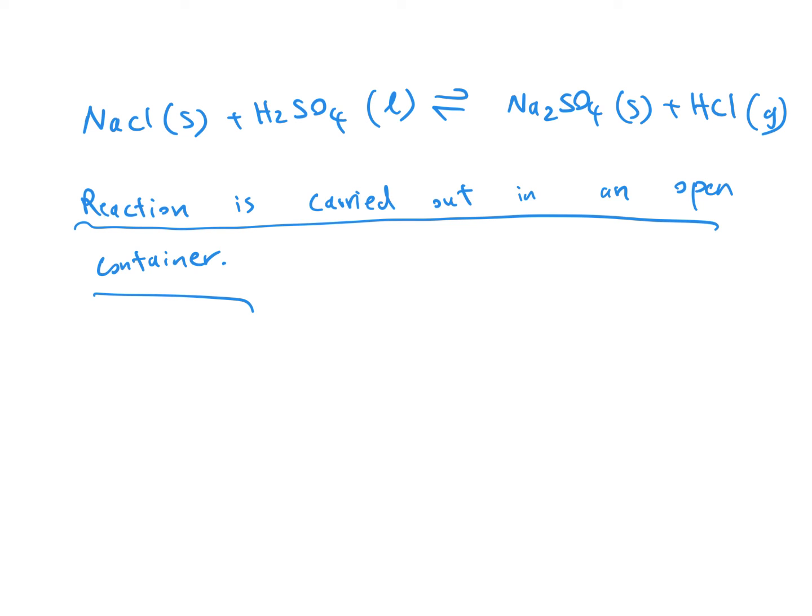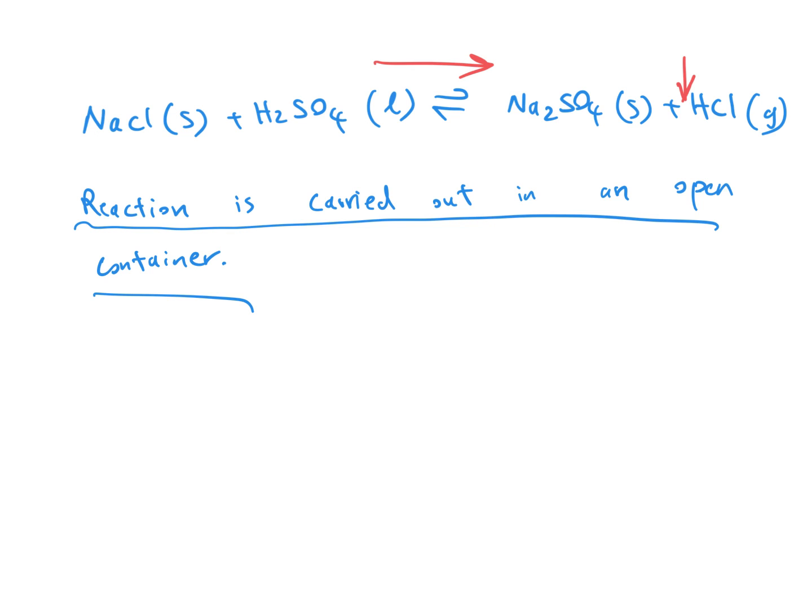But this HCl leaves the reaction vessel, so it decreases. When it decreases, in order for us to compensate for that, the reaction should go left to right to produce more. Does that make sense?